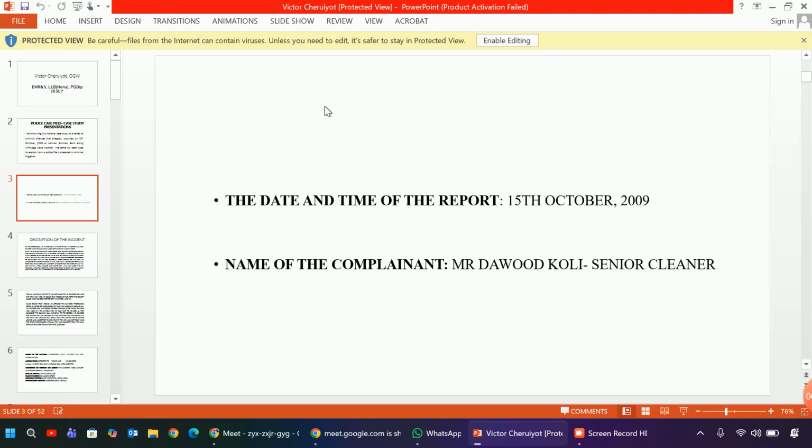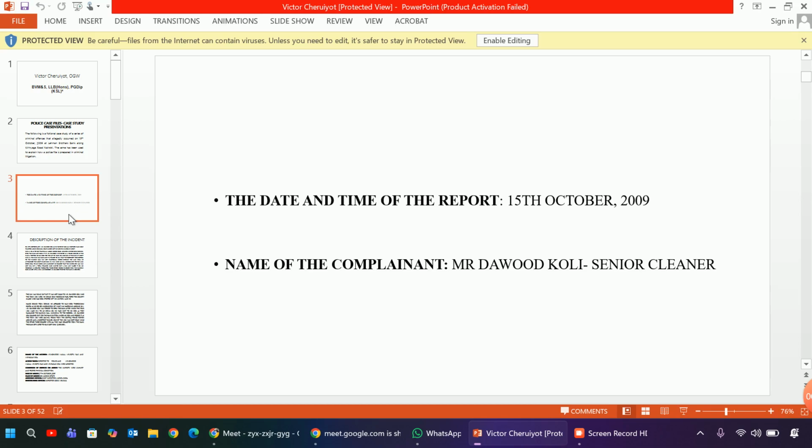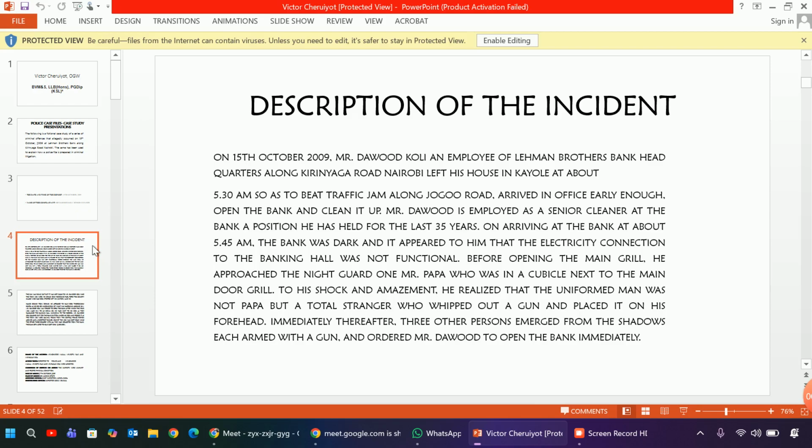Yes, now, if you look at the third slide, we have the date, no, the third one. Okay. Yes, that one. So that is the date and the time of the report, which was on 15th October 2009. So the name of the complainant is this one, Dawood Kohli, senior cleaner. Then move to slide 4. So, description of the incident.